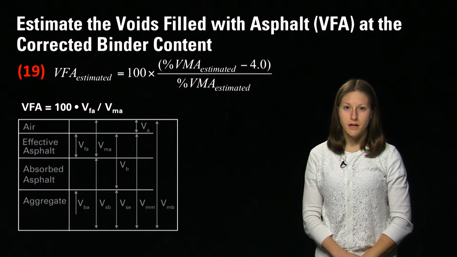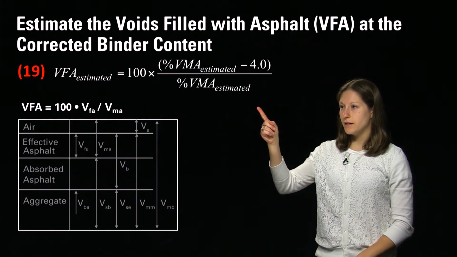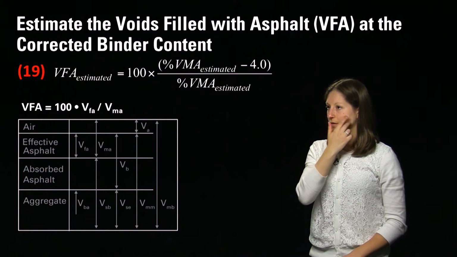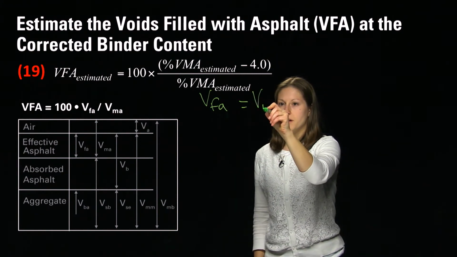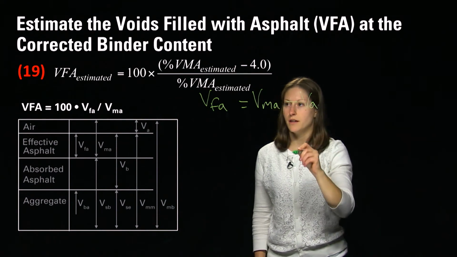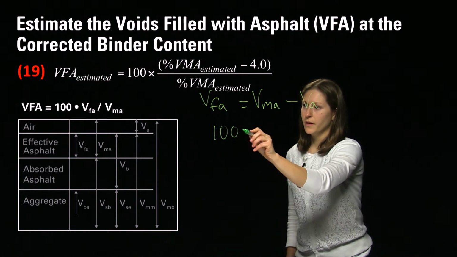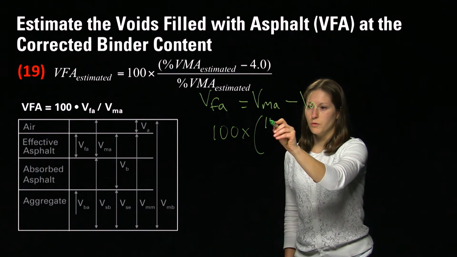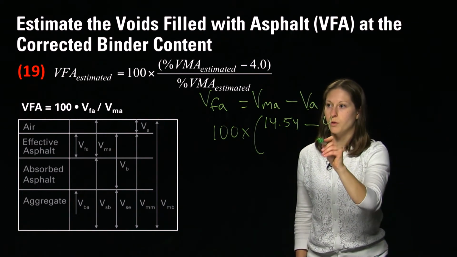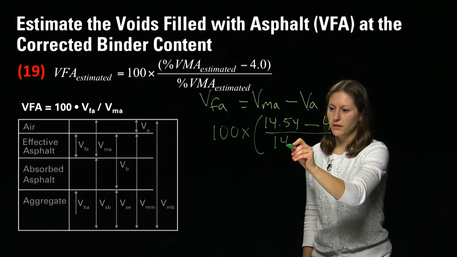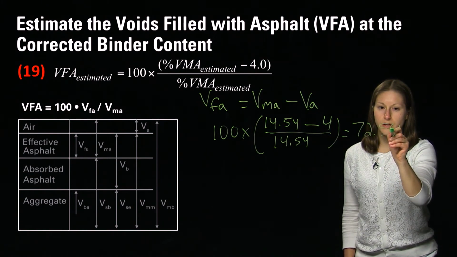Our next step is to estimate our voids filled with asphalt at our corrected asphalt content. We do this using equation 19, which is equivalent to the equation above the phase diagram. That is because our voids filled with asphalt is equal to our voids in mineral aggregate minus our air void content. So we calculate our estimated VFA based on 100 multiplied by our estimated VMA, which we just estimated to be 14.54%, minus our target air void content of 4%, divided by our 14.54. This gives us an estimated VFA of 72.5%.